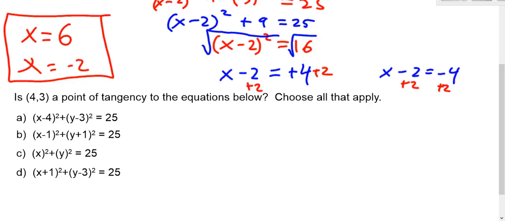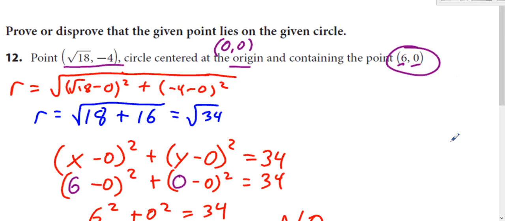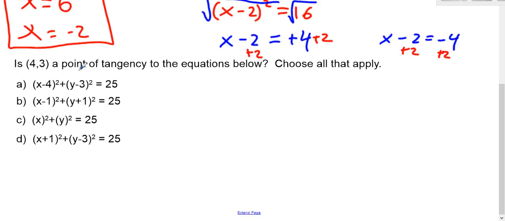This is really the same question as what we were doing on the last page. We're checking to see if a point is on the circle. The point of tangency is just a point on the circle. So you're checking to see if the point (4, 3) is on which of these equations. Choose all that apply. So it could be more than one, could even be all four of them. So if the point (4, 3) is a point of tangency, that means you plug it in, you get something true.